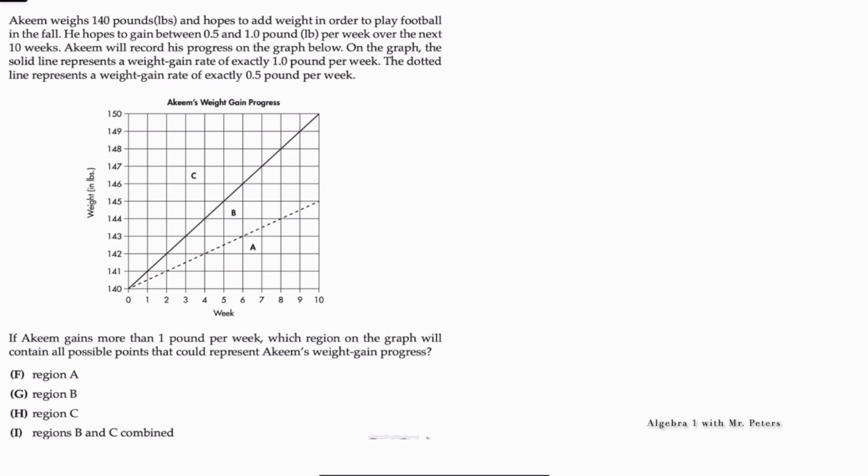So in the problem, it tells us that he hopes to gain 0.5 and 1 pound per week. So remember that we're talking about slope. So we're dealing with rise over run. And this is the first important piece of information we need to understand. What do I mean? That 0.5 is just a slope of 1 over 2. And then the 1 pound per week has a slope of 1 over 1. So what does this mean?